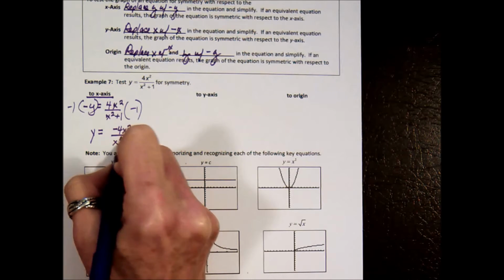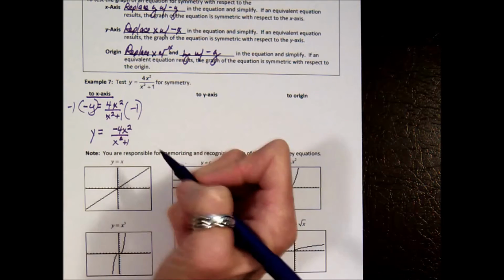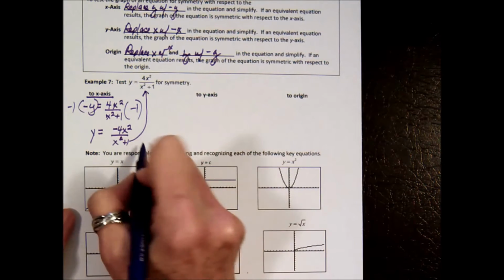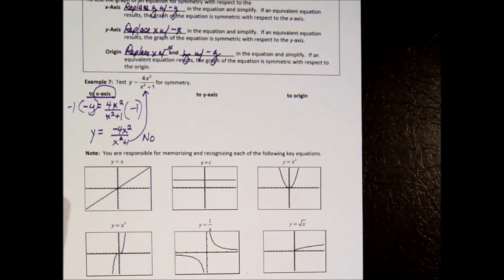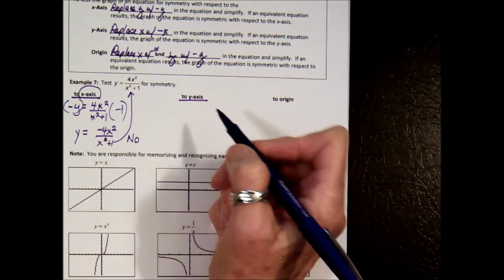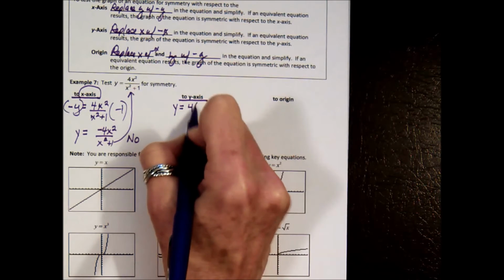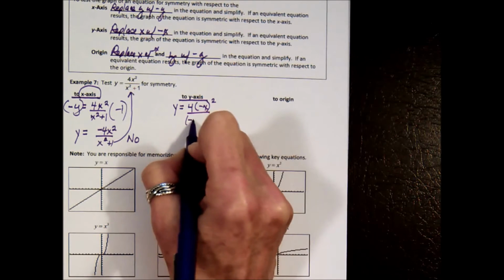When you multiply by negative 1, you just put the negative either in the numerator or in everything in the denominator. And now you compare. Is this the same as the original? Well, no, it's not. So no, there is no symmetry to the x-axis. Let's check it to the y-axis. The y-axis, we put in negative x where the x is. So it starts with y equals 4, take out the x, put in a negative x, over, take out the x, put in a negative x.